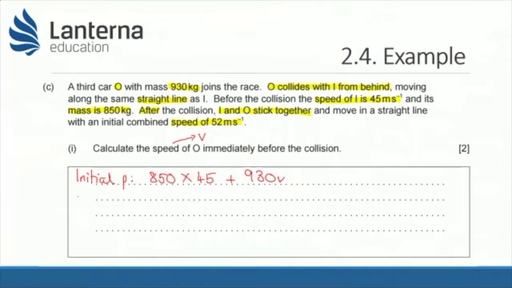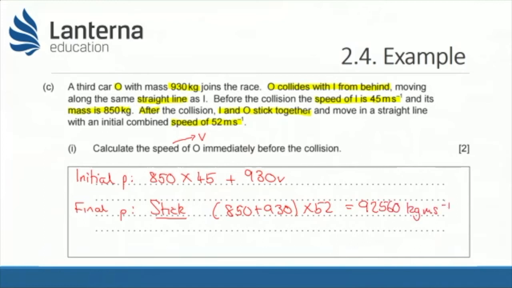Our final momentum, let's write in this line so that it's nice and easy to see. So our final momentum, well, they stick together, so the mass is combined. Let's put "stick" there to remind us. So this is now 850 plus 930, all times 52. And that answer is, let me just get it on my calculator, 1780 times 52. So that'll be 92560 kilogram meters per second squared. Sorry, kilogram meters per second.